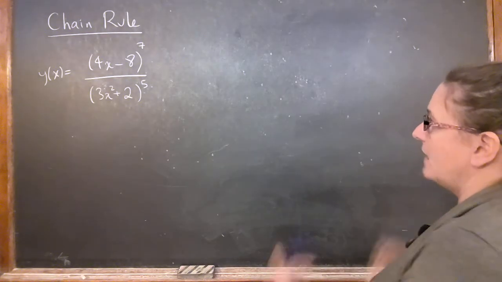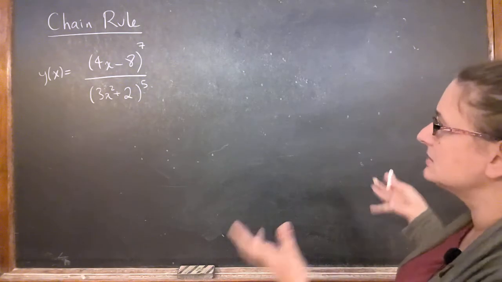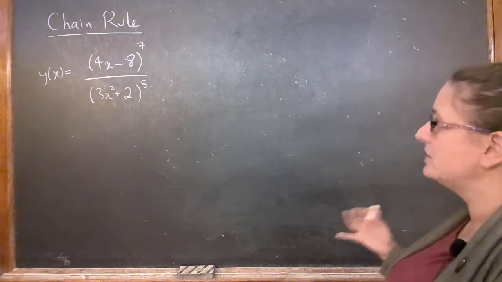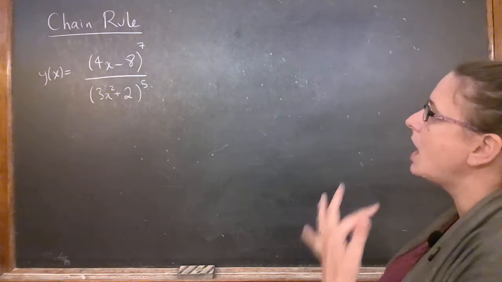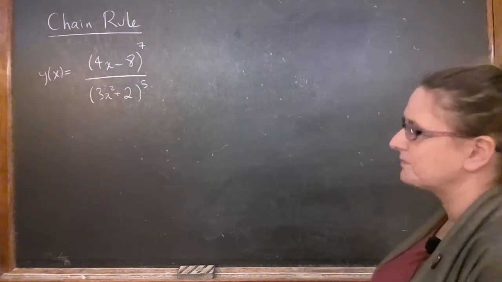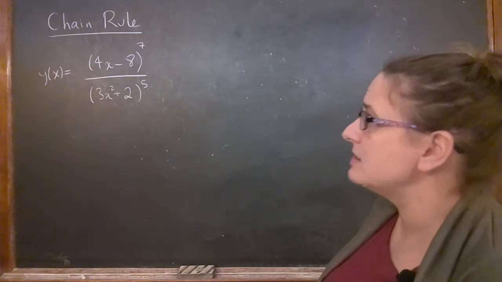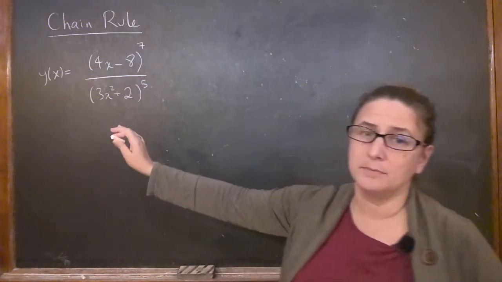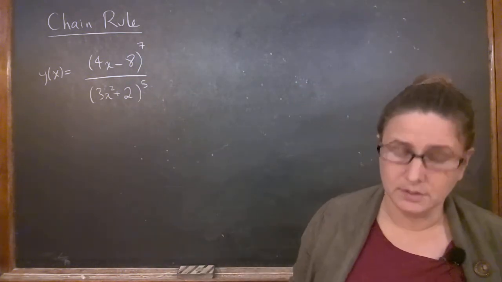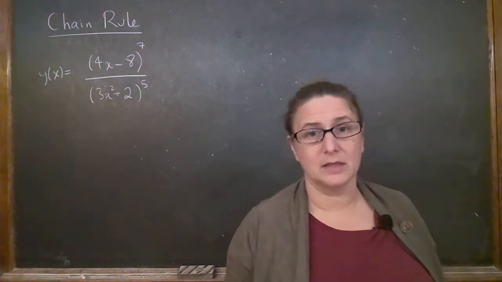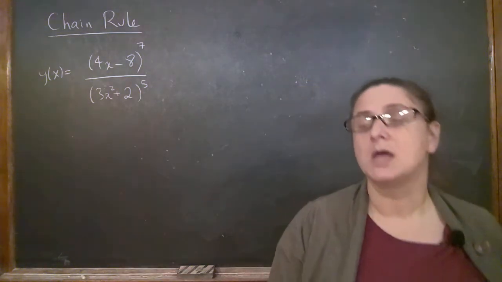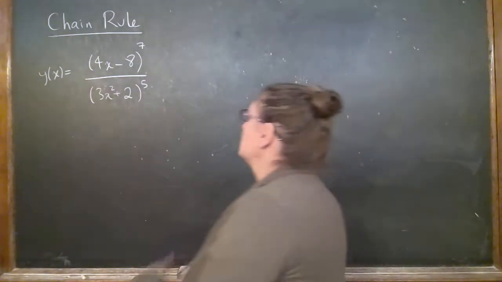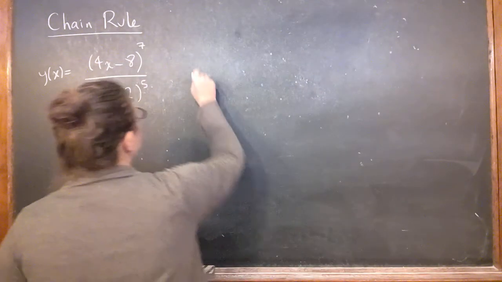I've got something divided by something, so the first thing I look at is, this is really a quotient. So I'm going to be using the quotient rule. But when I come to take the derivative of the top and the bottom, those are chain rules. So it may not always be that the chain rule is the first thing you use. In this case, the quotient rule is the first thing you use.